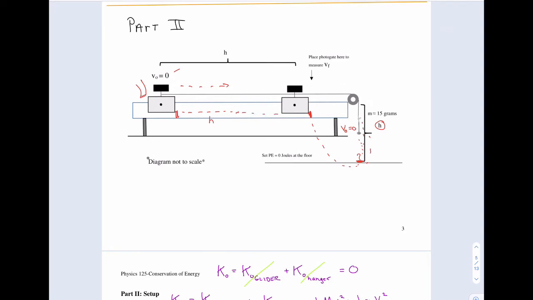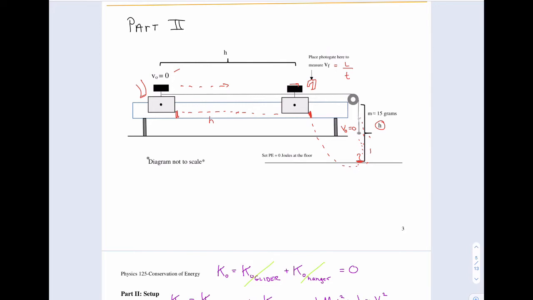That'd be my distance h if the glider moves. So there's a photo gate here. The photo gate only turns on when the flag passes through. That's how you find the speed of this glider: the final speed there is the length of the flag divided by the average time that we'll have data for.